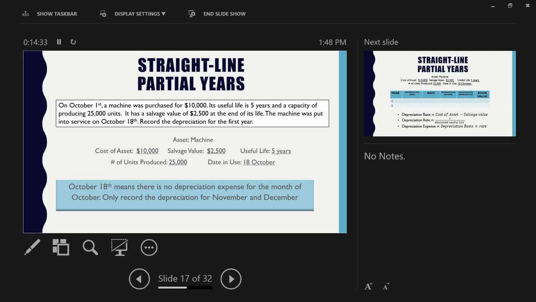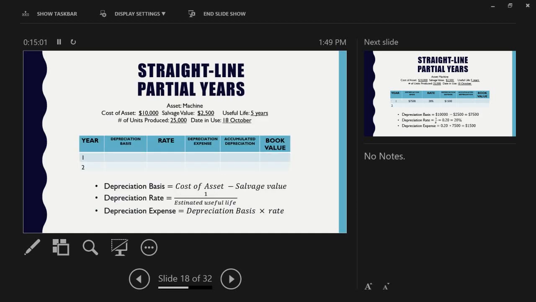So let's go ahead and fill this information in. So what do we know? If the asset is put in service October 18, it'll be November, exactly. Because it fell after the 15th, therefore you need to depreciate it the following month. So we have November and December left, so 2 months. Let's go ahead and calculate that. How do you calculate the depreciation basis, the depreciation rate, and the depreciation expense?